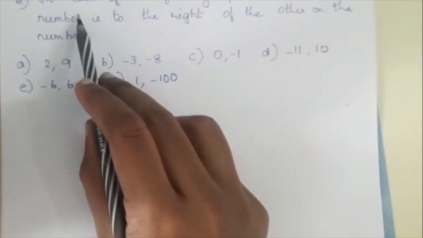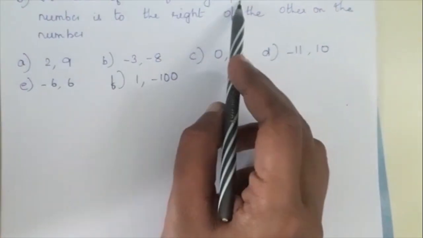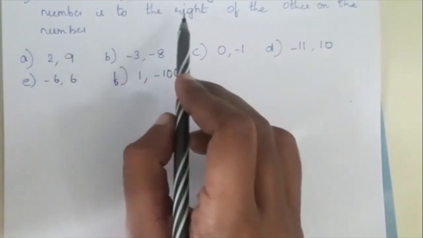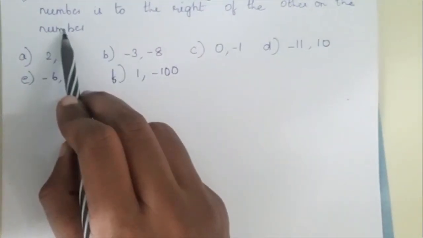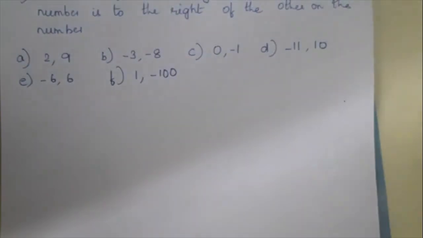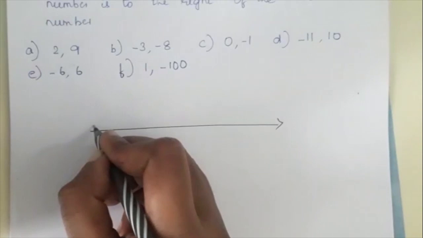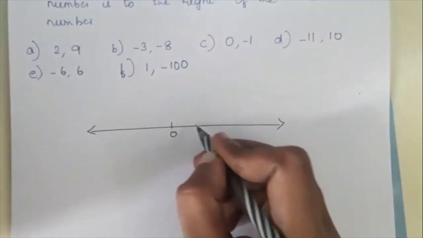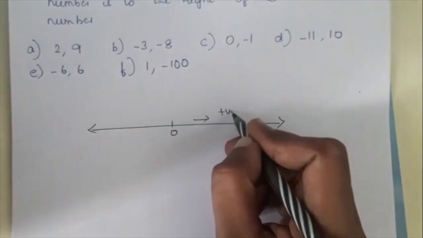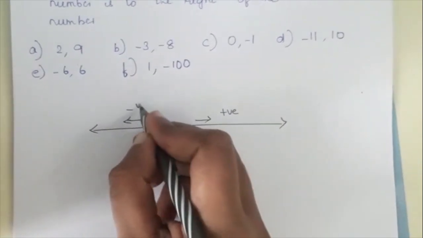So next question, sixth question. In each of the following pairs, which number is to the right of the other on a number line? So which number is in the right of a number line? So when you draw a number line, so I have already told you this is 0. So numbers to the right is positive numbers and numbers to the left is negative numbers.